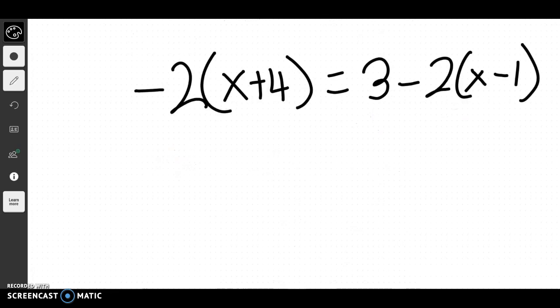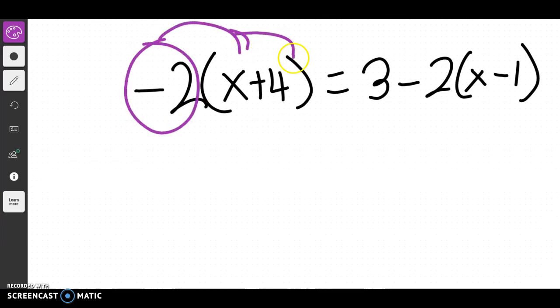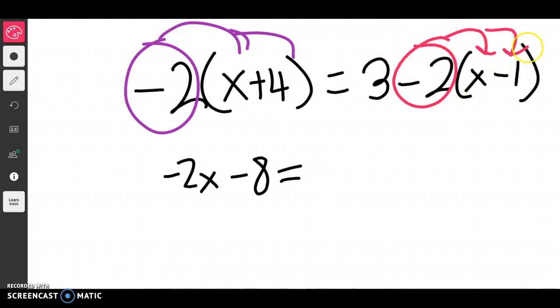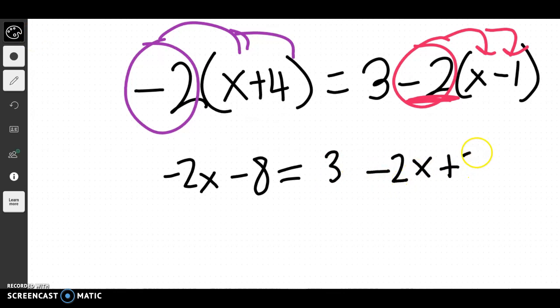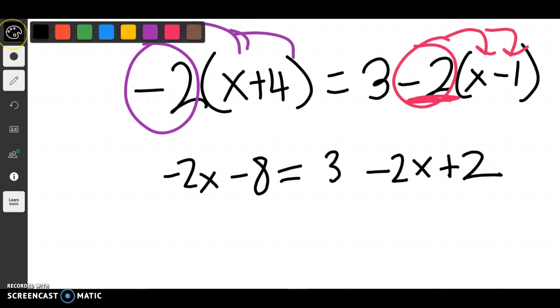Okay, so in this example, again, we want to get everything together. The first step I'm going to do is distribute, and I'm going to get negative 2x minus 8. And again, over here, I'm going to distribute this negative 2. Now, some people see this as a minus, but you want to grab everything along with that. So we'll get this as 3 minus 2x plus 2, because negative 2 times negative 1 will give you a positive 2.